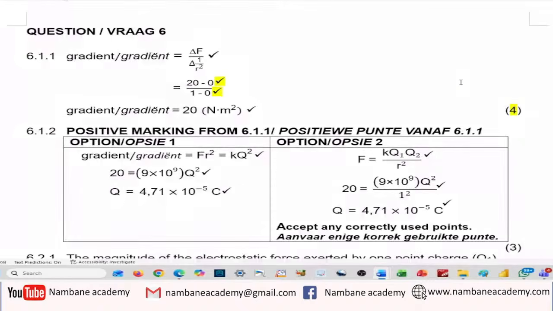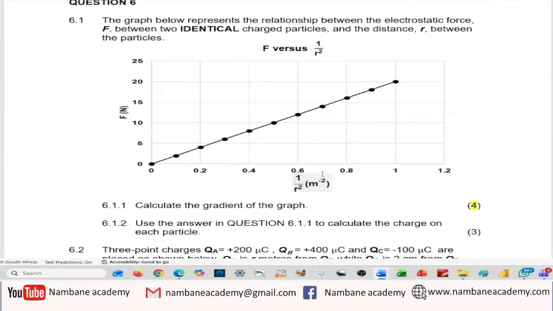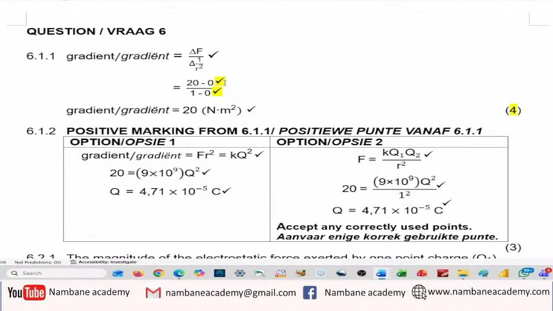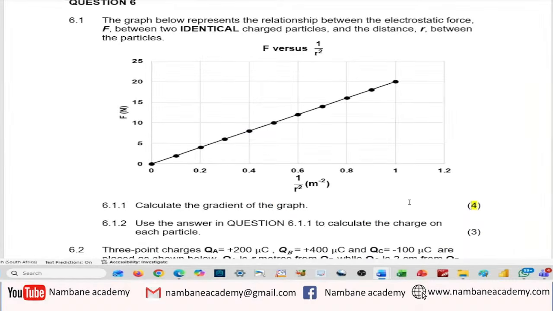So the calculation of the gradient there, formula for gradient: change in y over change in x, but then the learner must give us the variables that are used to do the calculation there. And then we'll have the points that the learner can use. It is that of 20 and 1. I think those are the most appropriate ones to use. So the difference, 20 minus 1 over 1 minus 20. I can't see any other point that the learner can use, but then if there are points that the learner can use that will give them the same answer, colleagues, maybe we will accept. But the most obvious one is that of 20 and 1 and 0 and 0.